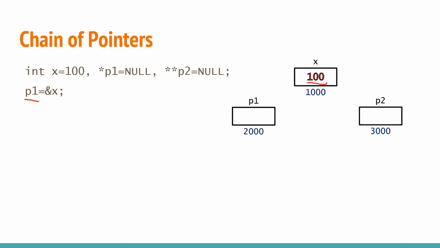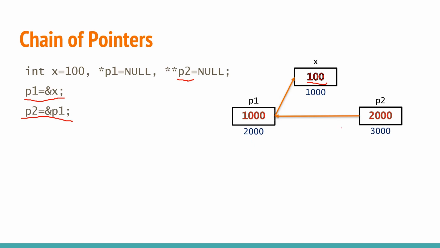When I write this statement P1 equal to ampersand x, what happens? The address of 1000 gets copied to P1. This is demonstrated here, and we represent this with an arrow mark, which means that P1 now points to x. Then I write P2 equal to ampersand P1. What does this mean? As told earlier, P2 is a pointer which points to the address of another pointer. Hence, two star symbols are used. So what does this mean? Now the value of 2000, which is the address of P1, should get copied as a value in P2. This is shown with this diagram wherein we say that P2 now points to P1.